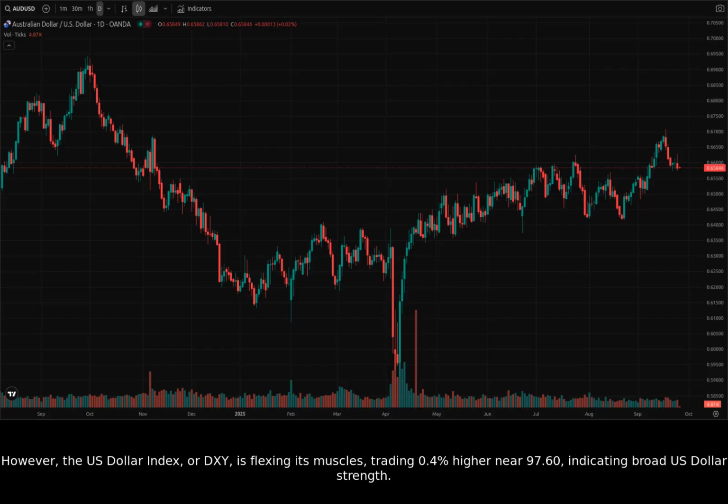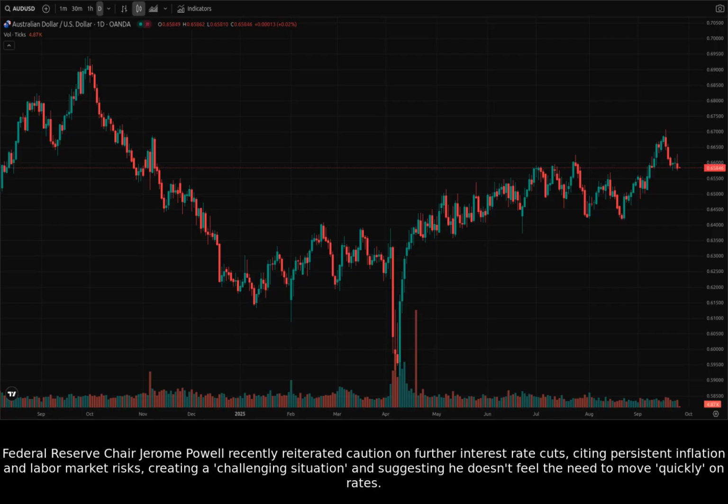However, the US dollar index, or DXY, is flexing its muscles, trading 0.4% higher near 97.60, indicating broad US dollar strength. Federal Reserve Chair Jerome Powell recently reiterated caution on further interest rate cuts, citing persistent inflation and labor market risks, creating a challenging situation and suggesting he doesn't feel the need to move quickly on rates.